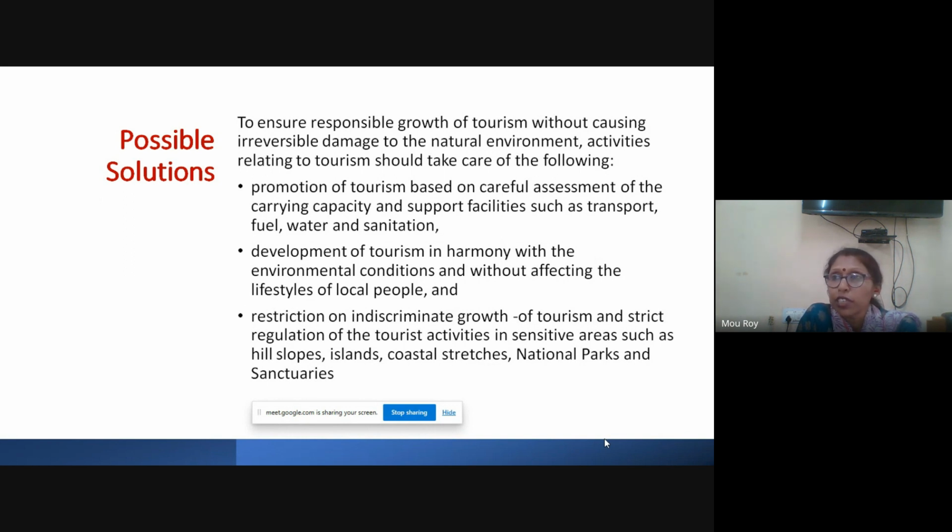There should also be restriction on indiscriminate growth of tourism and strict regulation of the tourist activities in sensitive areas such as hill slopes, islands, coastal stretches, national parks and sanctuaries. Suppose you want to go to a hill station, you'll find a lot of vehicles moving ahead, but the roads are so narrow, especially on the weekends.